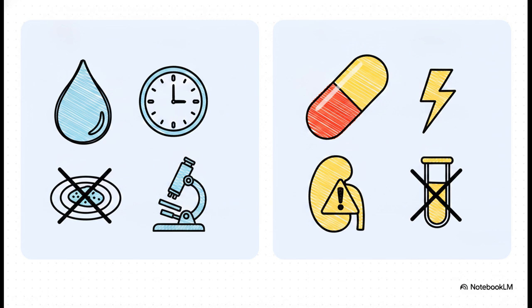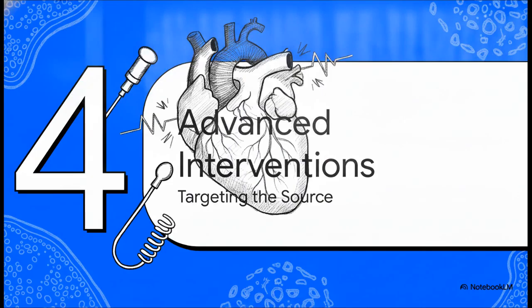But, and this is a crucial caveat we cannot ignore, these NOACs are cleared by the kidneys. That means they require very careful dose adjustments for anyone with renal impairment, especially in our elderly populations who are already at elevated risk of bleeding. Finally, let's hit Section 4, advanced interventions and electroporation. Time to target the source.